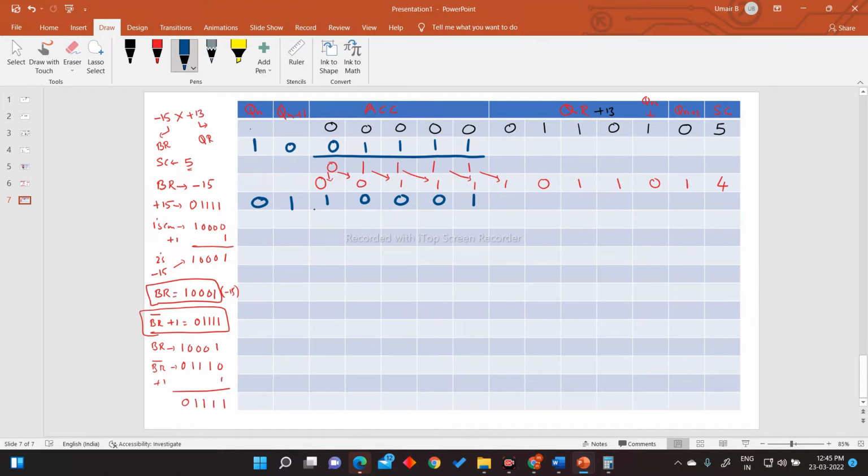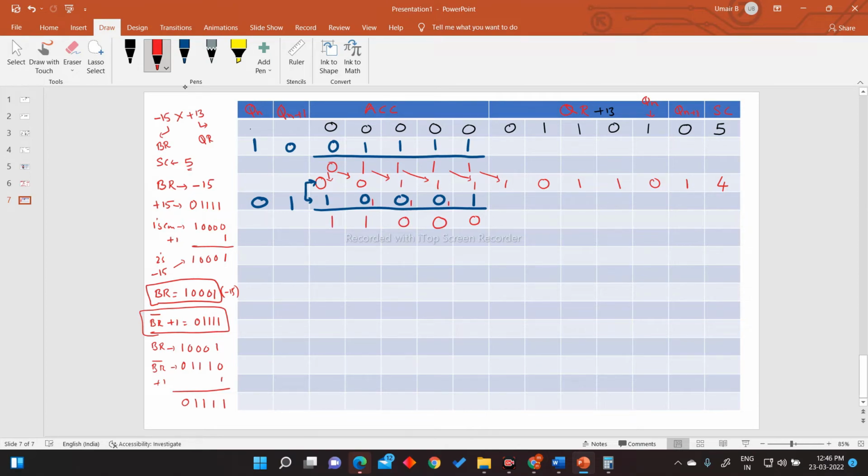And you have to perform the addition, right? So the addition between these two. So 1 plus 1, 2. In binary, how we write 2: it is 1 0. So 1 plus 1 is 2, right? And 0 plus 0 plus 1 is 1. 0 plus 1 is 1.